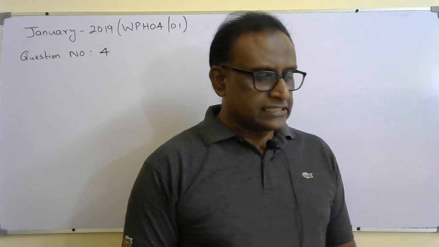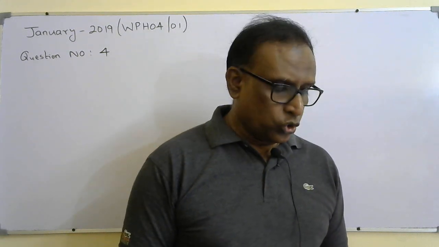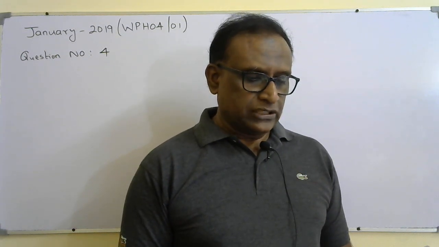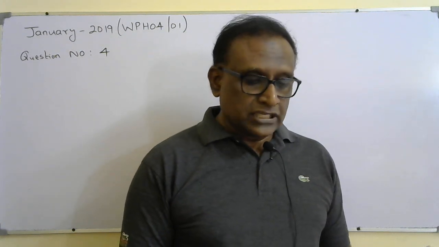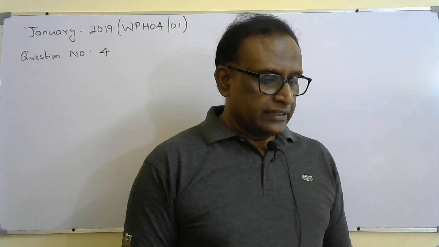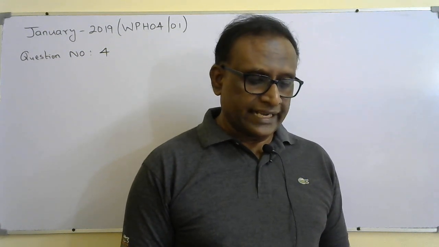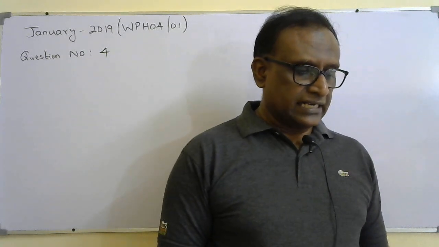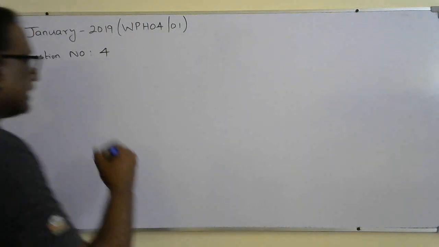Okay, so the next question is January 2019, WPH04, question number 4. A current carrying wire is placed perpendicular to a magnetic field of magnetic flux density, that is B, 0.05 tesla. The length of the wire in the field is 10 centimeter. The force on the wire is 2 into 10 to the minus 3 newton. Which of the following is the current in the wire? So it's perpendicular, they are telling it.